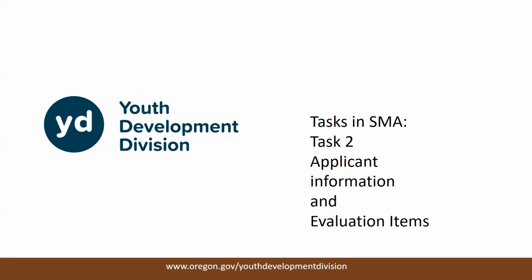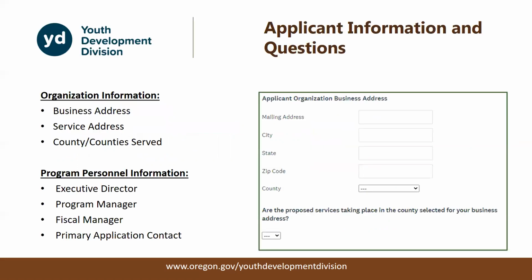Okay, so at this point, we're going to talk a little bit about task 2. And there are just 2 parts of task 2. At first, you're going to be asked for a little bit of applicant information. And so a sample of that information is on the slide here. We will ask for the organization business address or physical address, as well as the service address. And then we'll also ask for the county or counties where the youth will be served.